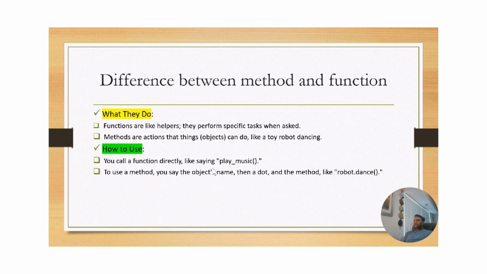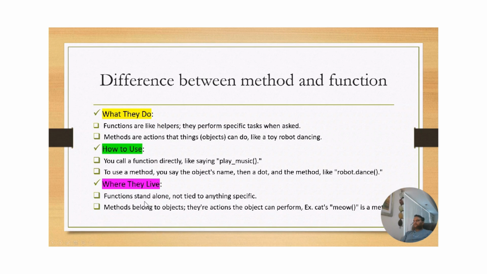Again, what I just explained: for calling a function, you just need to write down the function name and open and close parentheses. And if you have any arguments, you can pass them inside that function, right? In terms of a method, you have to call it with an object. So object dot method, and then open and closing parentheses. If there is any argument that you need to pass on, you need to pass the argument.